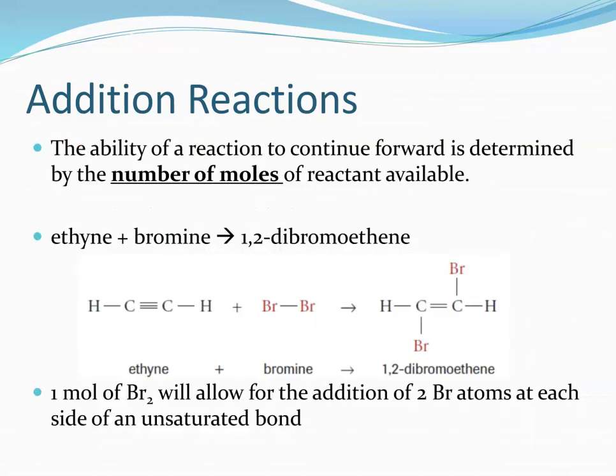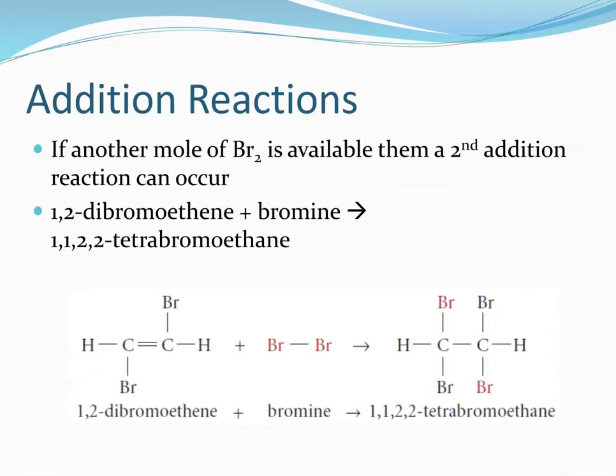The ability of a reaction to take place does rely on an adequate number of moles of reactants. If 1 mole of bromine is available, there would be an addition of 2 bromine atoms, 1 on each side of the double bond. If more bromine was available, then the addition reaction would yield a different product with more bromine atoms attached and a single bond.